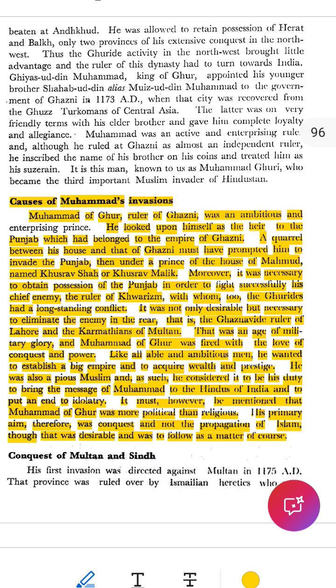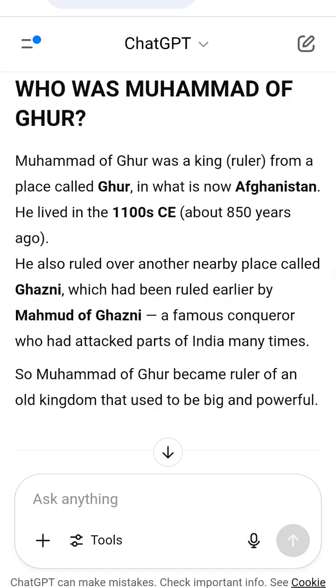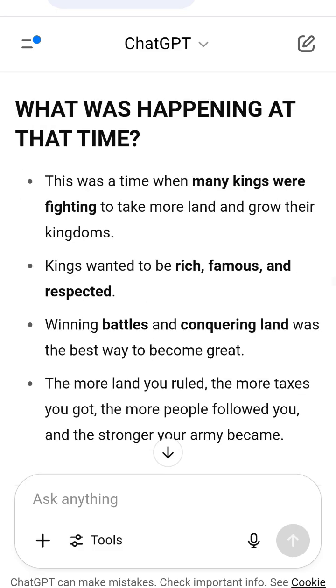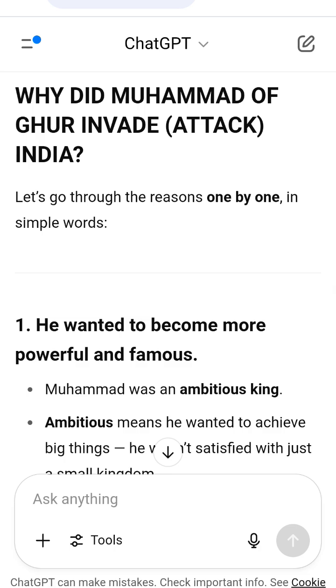4. Long-standing rivalry with the Ghaznavids. The Ghurid family and the Ghaznavid family had been enemies for a long time. The Ghaznavids had earlier attacked and dominated the Ghurids. Now that the Ghurids had become stronger, Muhammad wanted to take revenge and defeat the Ghaznavid rulers in Punjab and Lahore.